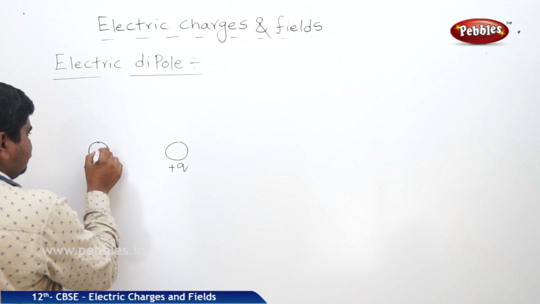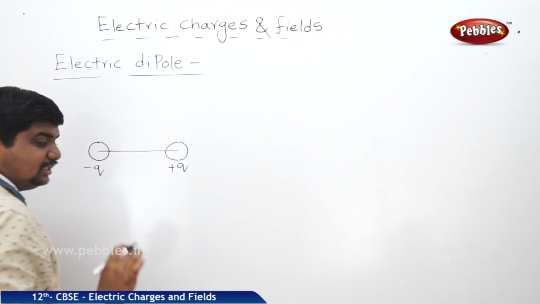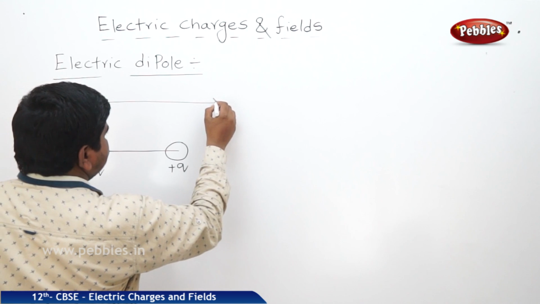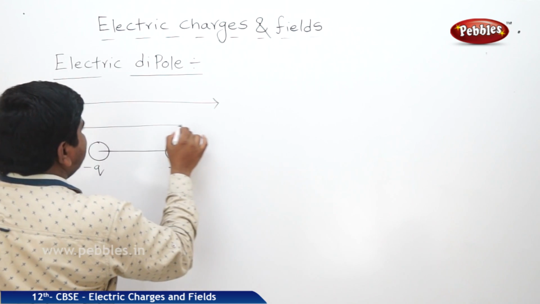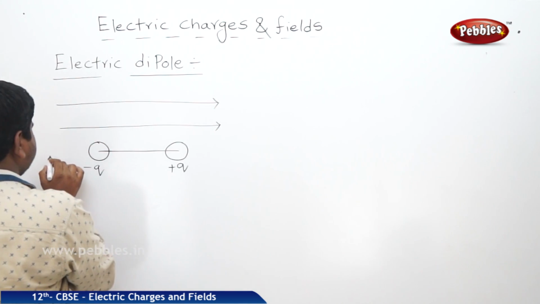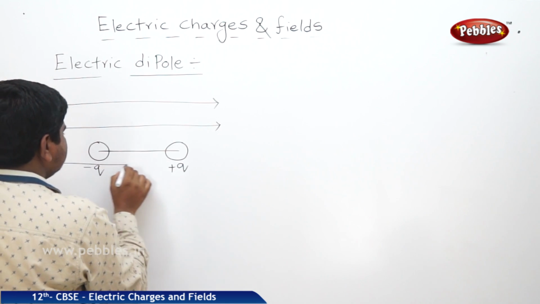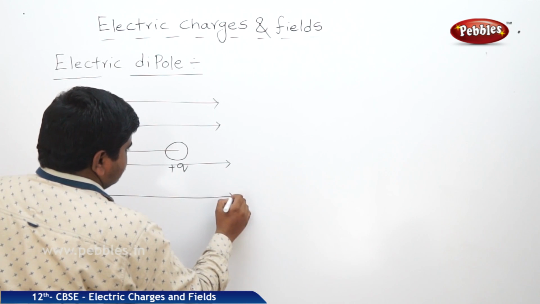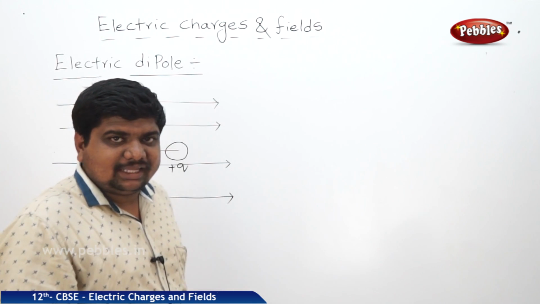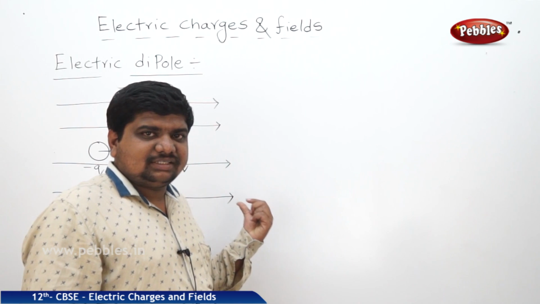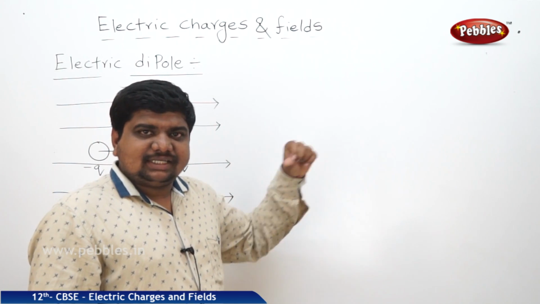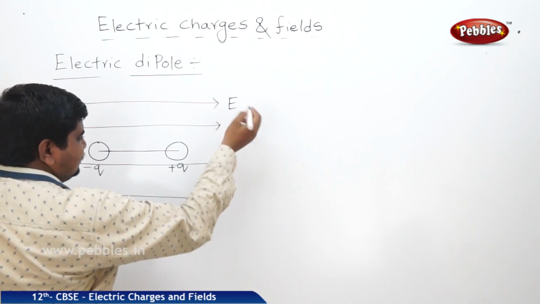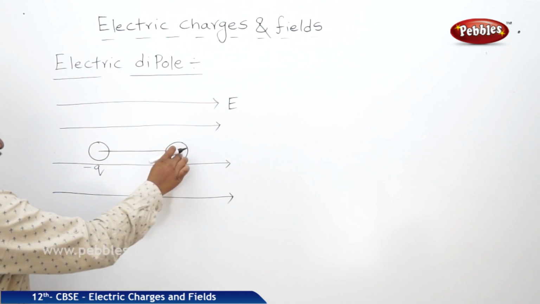This electric dipole structure is placed in a uniform electric field. These are the electric field lines, which always emanate in the forward direction. As we discussed already, electric field lines start from a positive charge and terminate at a negative charge. Like that, this is the electric field, with minus Q and plus Q.